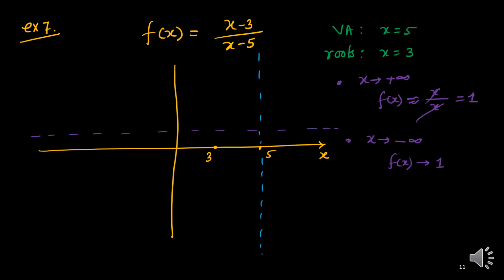So actually this line indicates it's a horizontal line. It's also one asymptote, but this is called horizontal asymptotes. This horizontal asymptotes we will discuss in detail in the next video.